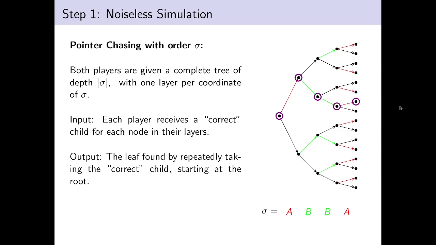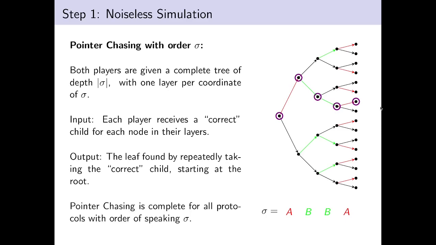Now, this problem is easily solved using order of speaking sigma. Why? Well, first the first player says which of their children to go to, using one round of communication. Then the next player says which of the next children to go to, one round of communication. Then the next child using one round of communication, and so on. So solving this with order of speaking sigma is easy. Furthermore, this problem is actually complete for all protocols with order of speaking sigma.